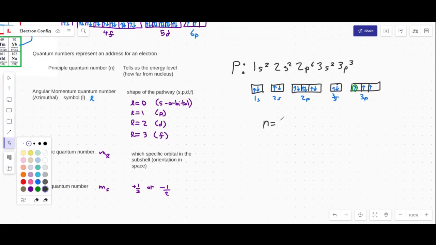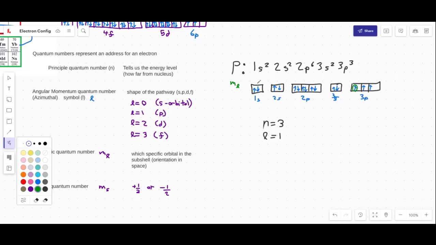Remember, n tells you the energy level. 3. So the n value is 3. What is the L value? It should be 1, because a p orbital always has an L value of 1. Now, I didn't go through what the m sub L values are. I'm going to do that now real briefly. But m sub L tells you which specific orbital it is.